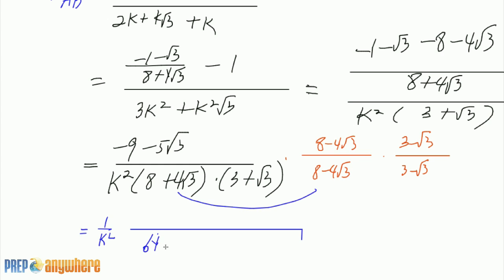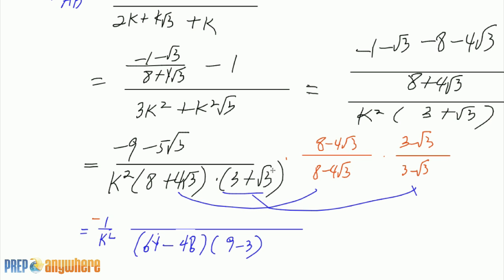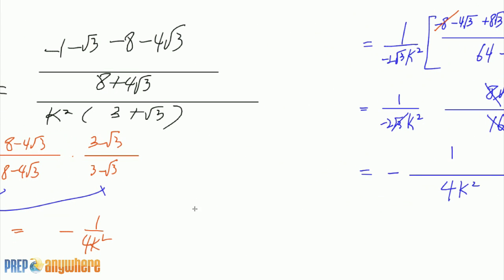64 minus 48 again. Okay, so multiplying these two gives you 9 minus 3. And then you need to multiply everything on top. So if you expand all of it, we get negative 1 over 4k squared. So voila! Same straight line.